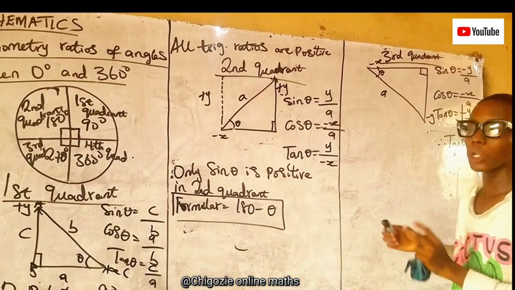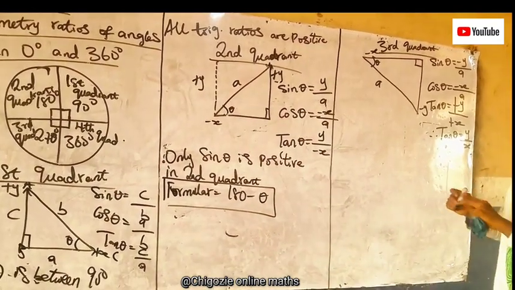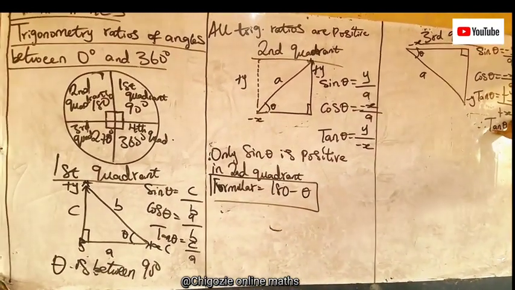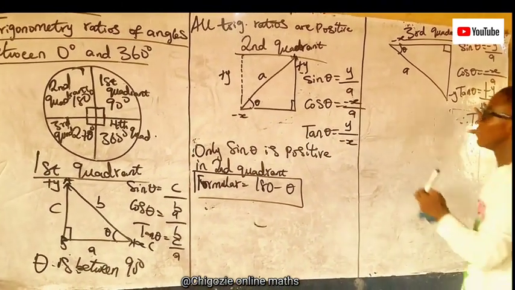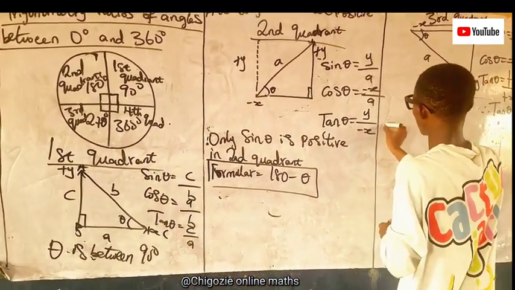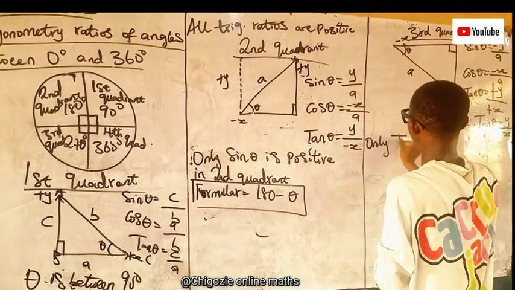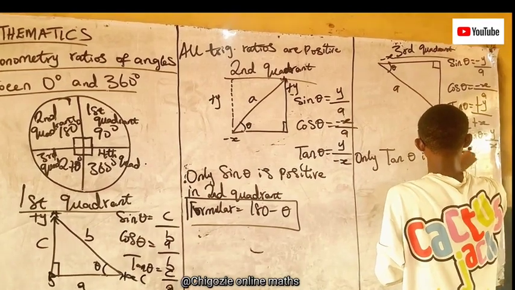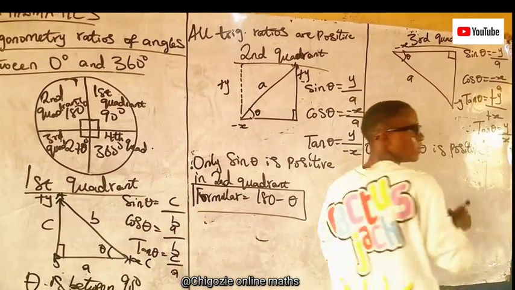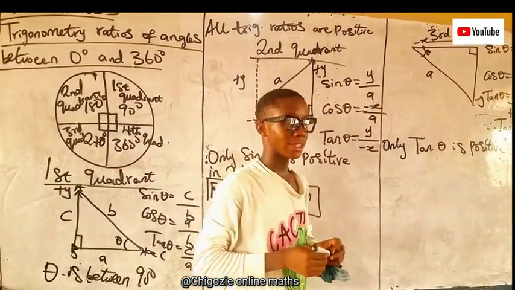Therefore, tan theta is equal to y over x. Now, in the third quadrant, you will see that the only trig ratio that is positive is tan theta. Therefore, in the third quadrant, only tan theta is positive.